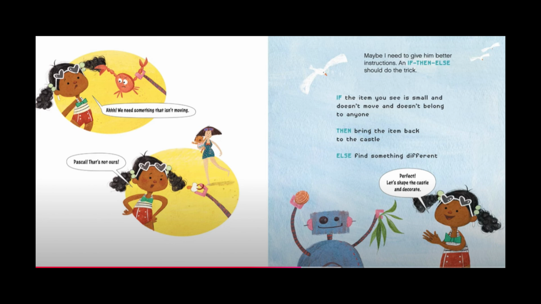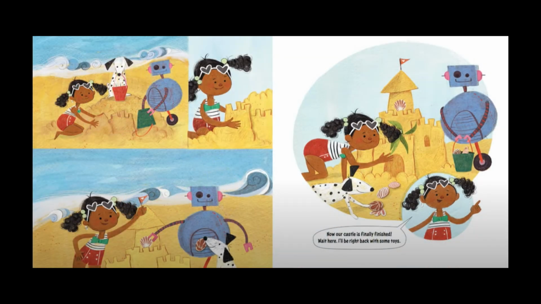And if, then else should do the trick. If the item you see is small and doesn't move and doesn't belong to anyone, then bring back the item to the castle. Else, find something different. Perfect. Let's shape the castle and decorate. Now our castle's finally finished.